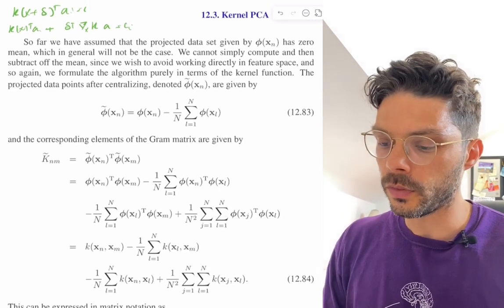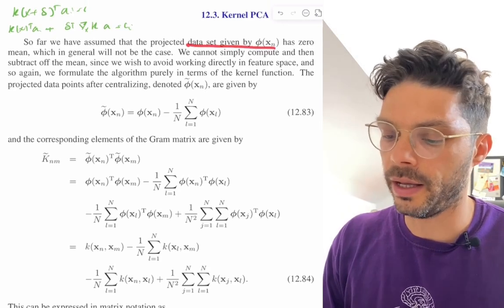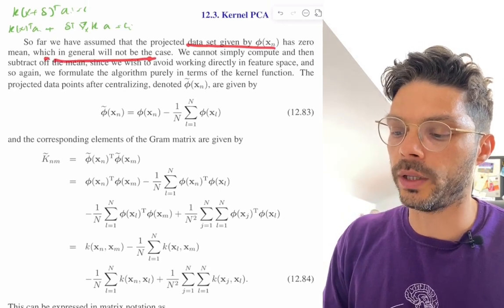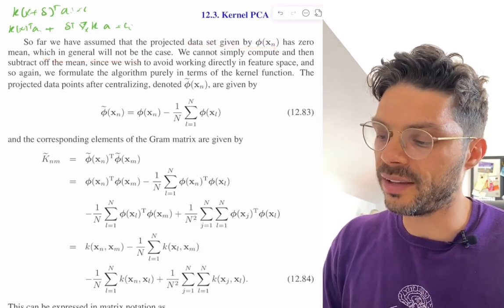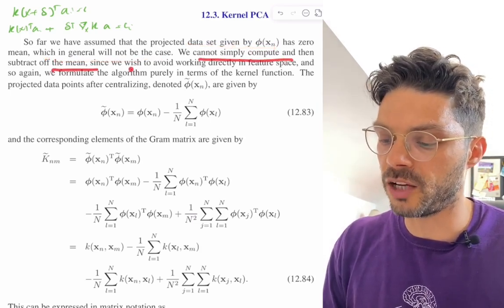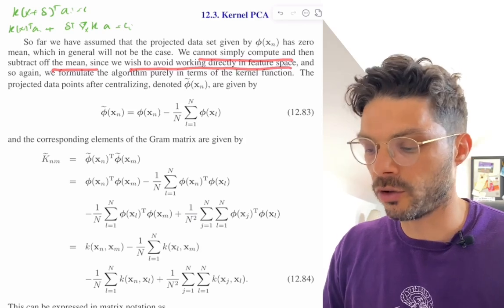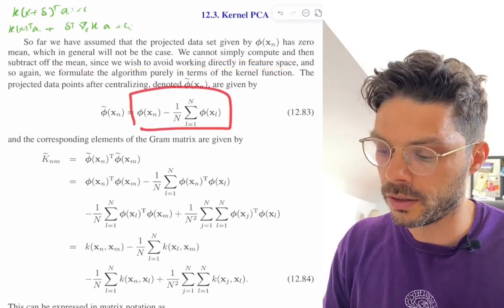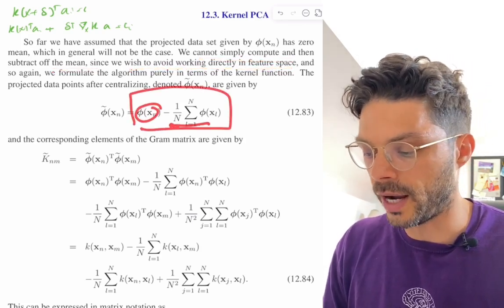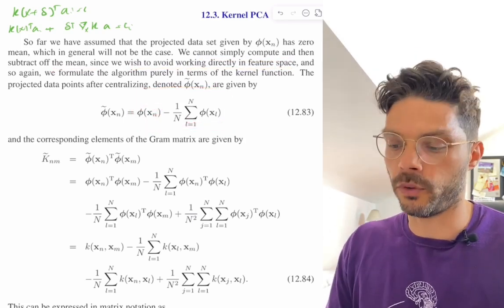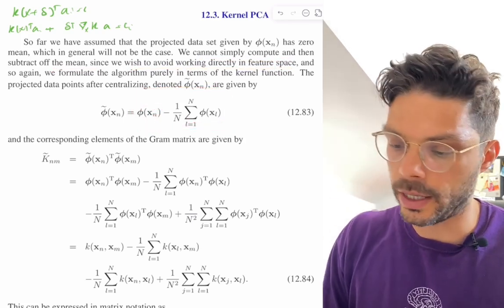So we've assumed that the projected data set has zero mean, which in general will not be the case. Now we can't simply compute and then subtract off the mean, because we want to avoid working directly in the feature space. So we can't just compute the features and then subtract the mean from them. The whole point is to avoid having to work with features. So let's highlight that.